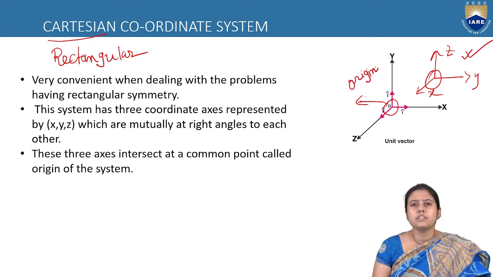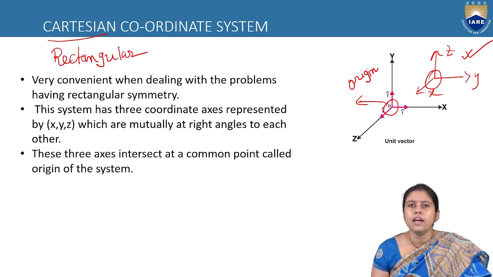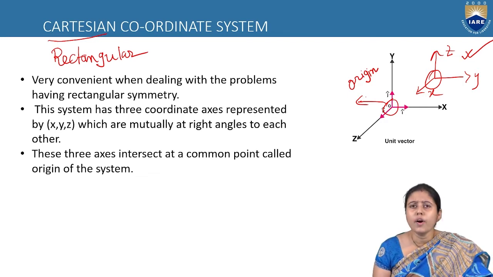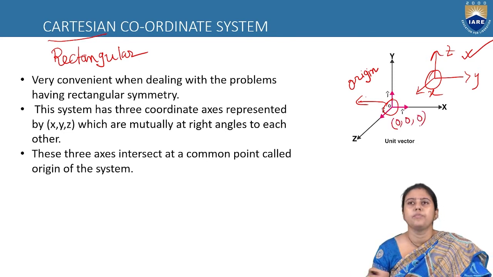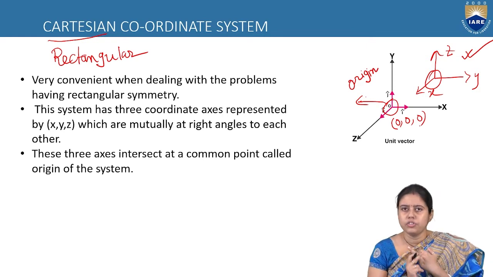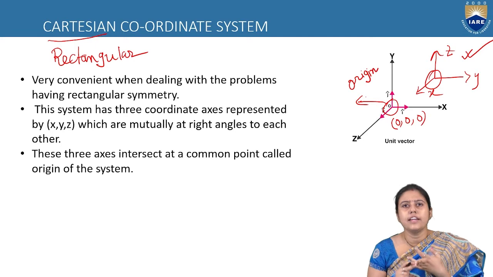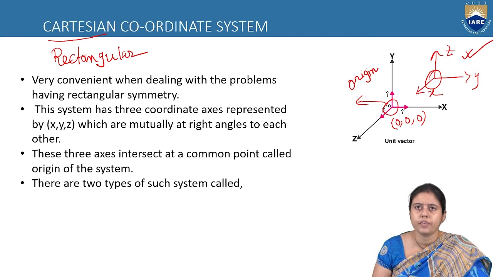All of you know this is the basics. All of you know from our childhood that this point is known as the origin. And what is the coordinate of the origin? The origin is 0, 0, 0. The x-axis value is 0, the y-axis value is 0, and the z-axis value is 0.